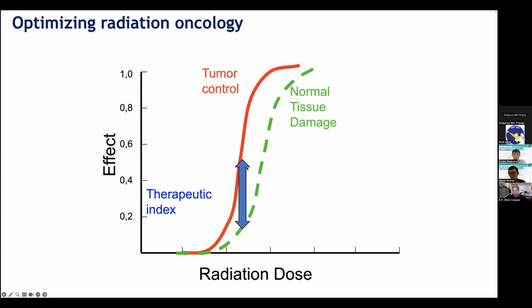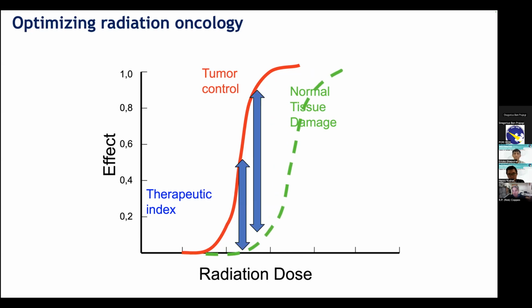So your therapeutic window is the difference between these curves. Especially in my lab, but also in other labs, we try, for instance, to reduce the effect on normal tissue, thereby increasing the therapeutic window, so that for a certain effect on your tumor, say 80% tumor control, you will have a limited level of normal tissue damage.